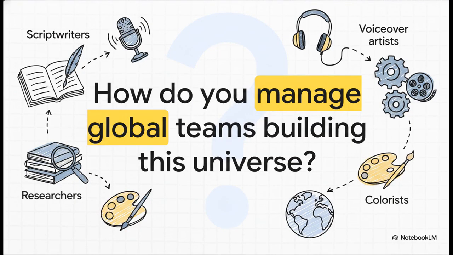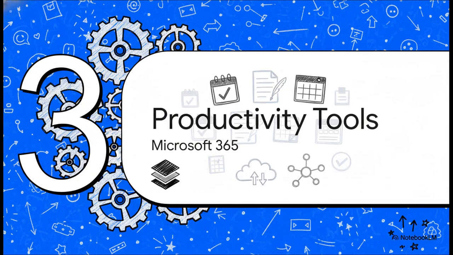So, you've got this brilliant, poetic script about the Iron Star era. Awesome! But that is really only step one. The reality of modern content creation is that you are rarely doing this alone. You've got researchers, writers, voiceover artists, animators, colorists. So the big question becomes, how do you manage the logistical nightmare of bringing this complex universe to life without losing your mind? Well, that brings us right to part three, productivity with Microsoft 365.